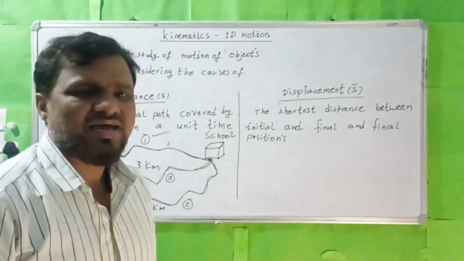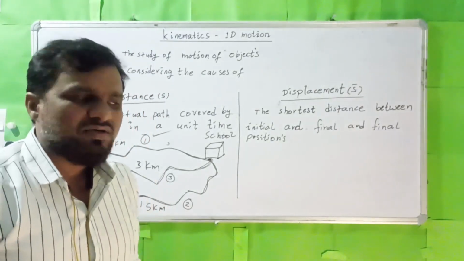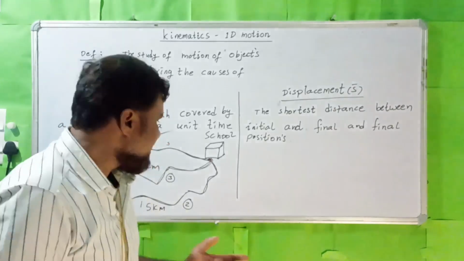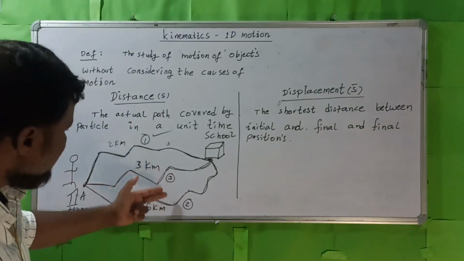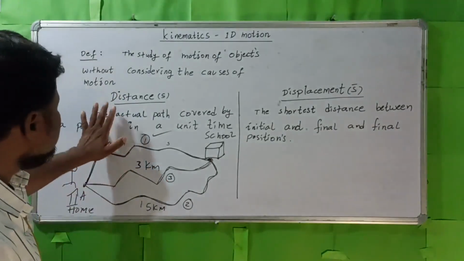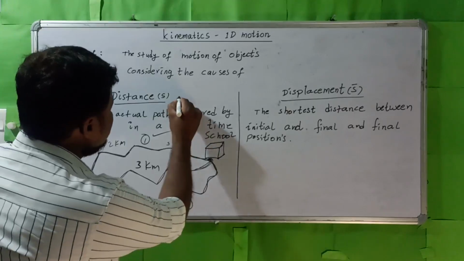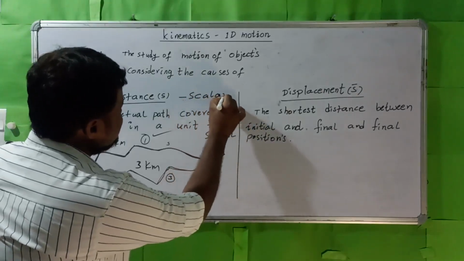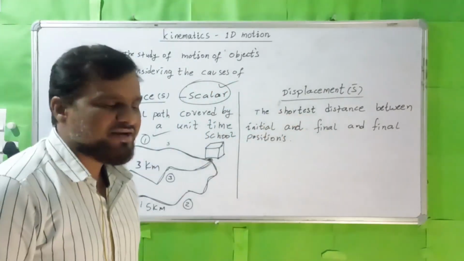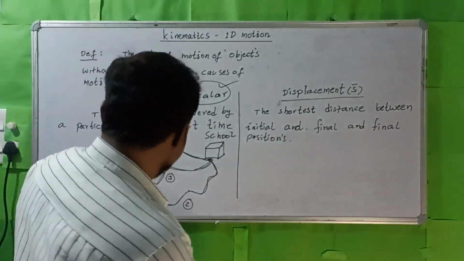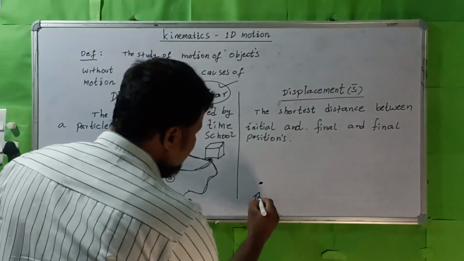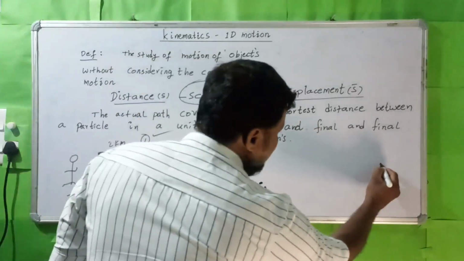Coming to scalar, a scalar is a physical quantity that has only magnitude, no particular direction. If you observe any path, there is no particular direction. So distance is considered to be a scalar quantity. It is a scalar. Distance is a scalar. Now coming to displacement, the shortest distance between initial and final positions. I will take the same example. A boy started at point A and he wants to reach the school.